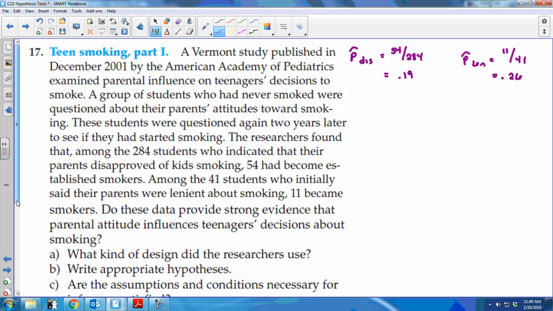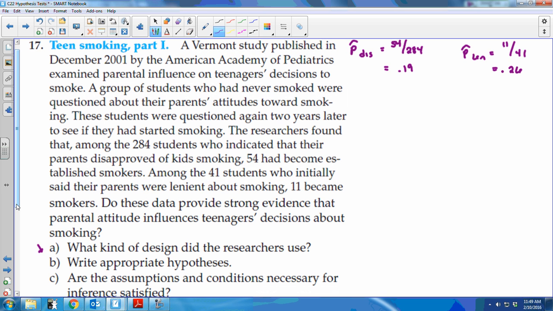So if we're going to go through this question, do all that it asks. A is a good review question. What kind of design did the researchers use? What kind of design was used to get this information?